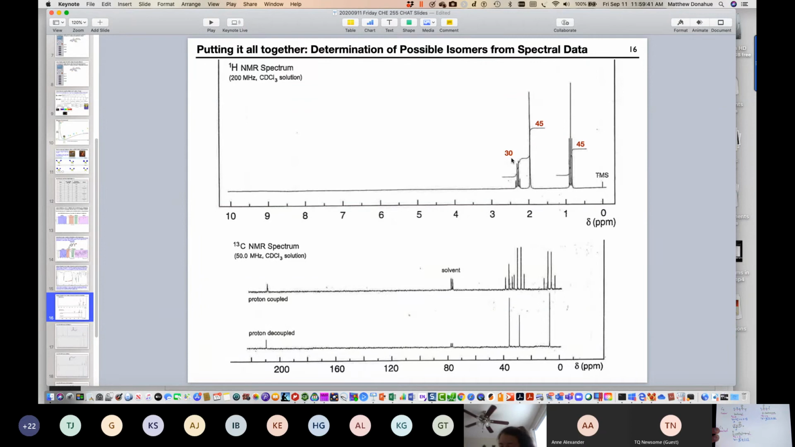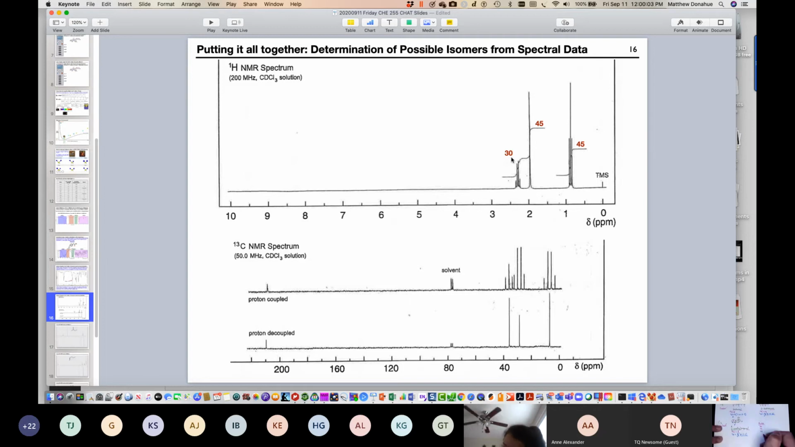Then you see these numbers I have in red here: 30, 45, 45. So 30, 45, 45. We're going to use that as a ratio. This sort of gets back to Gen Chem when you're determining a molecular formula.